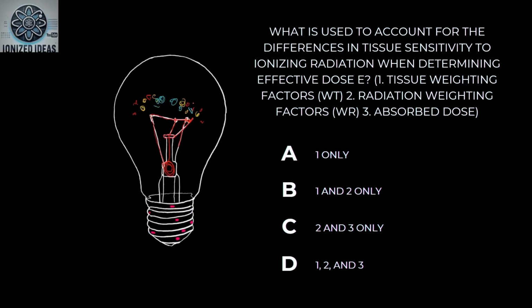What is used to account for the differences in tissue sensitivity to ionizing radiation when determining effective dose, E? 1. Tissue weighting factors, WT, 2. Radiation weighting factors, WR, 3. Absorbed dose. A. 1 only, B. 1 and 2 only, C. 2 and 3 only, D. 1, 2, and 3.